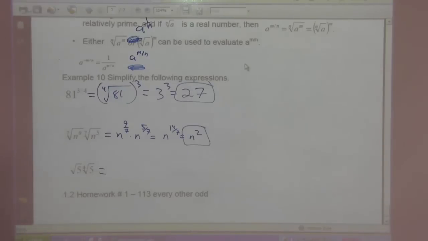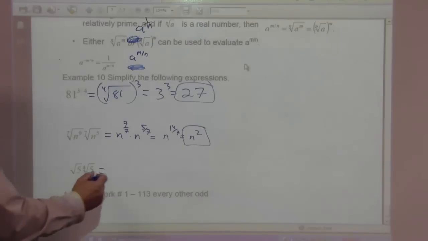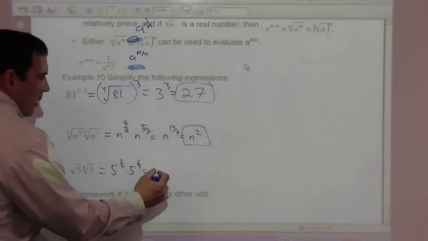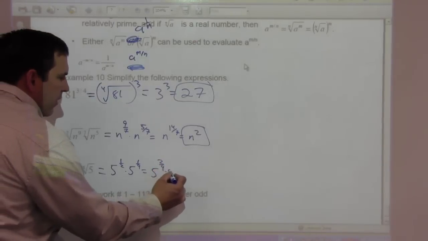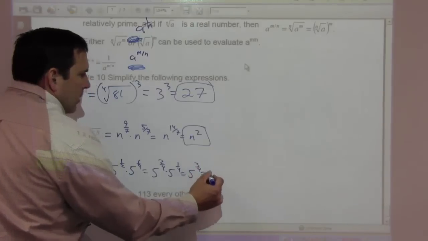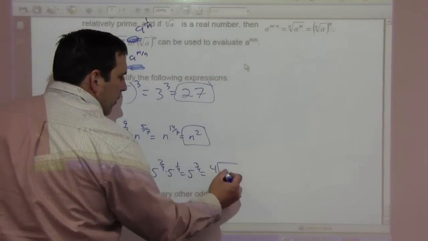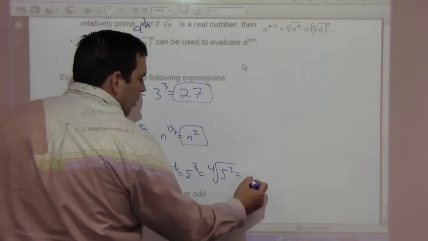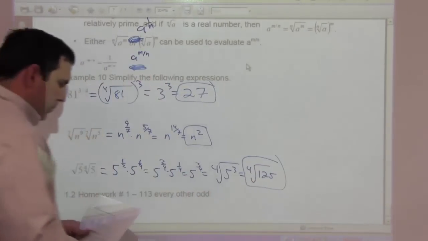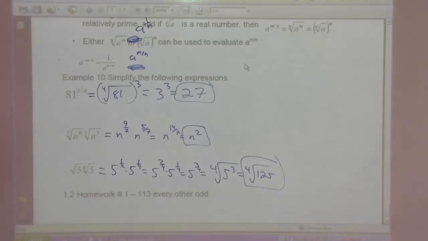Now, the last one I think is really cool. We have the square root of 5 times the fourth root of 5. This is 5 to the 1/2 times 5 to the 1/4. That's 5 to the 2/4 times 5 to the 1/4. That's 5 to the 3/4. So this is like saying the fourth root of 5 cubed, which is the fourth root of 125. And that's it.